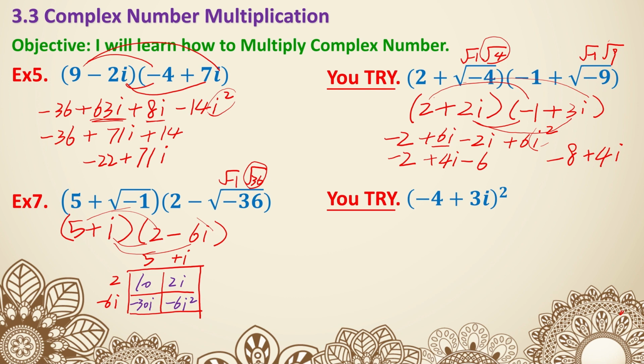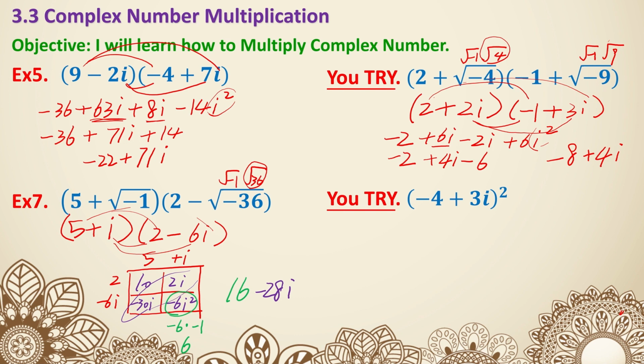So you can combine the i's together already. So that's going to be negative 28i on the back. As for the other two numbers, you have a 10, and then this negative 6i squared is just a negative 6 times a negative 1, which is a positive 6. So it's a 16 in the front. There you go. That's example 7.